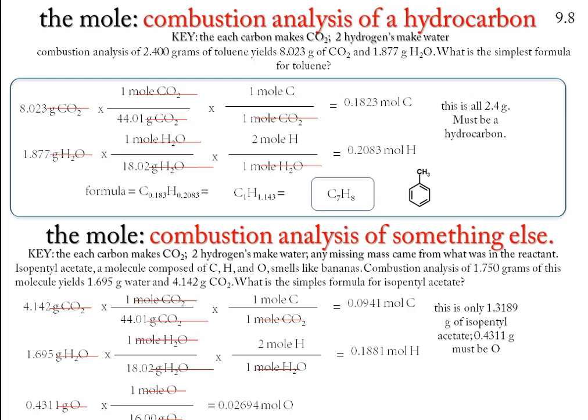We have 0.0269 moles of that. So we have a ratio right there: C, 0.0941, H, 0.1881, oxygen, 0.02694. Divide them all by the smallest one to make the smallest one equal to 1, and you have a ratio of 3.5 to 7 to 1. I think you can see here that you need to double everything in order to get a final formula of C7H14O2. And if you look up the structure of isopentyl acetate, you'll see that in fact it does have that many carbons, that many hydrogens, and that many oxygens. This is combustion analysis, screencast 9.8.